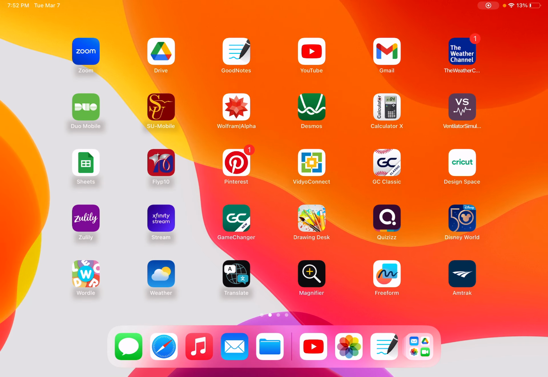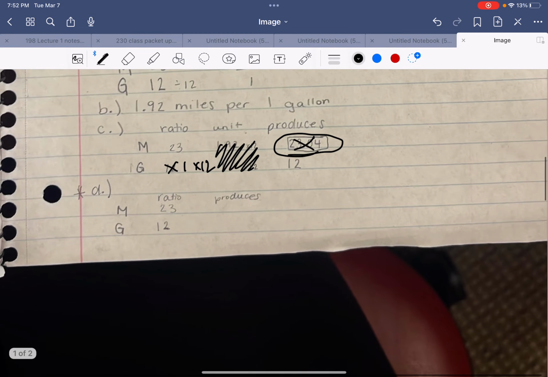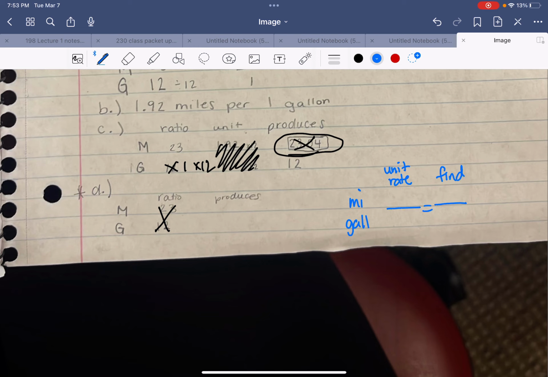Then in part D, it says set up a proportion and solve the problem. So if you're going to set up a proportion, what you're doing here is, and again, these two are in the wrong place. So you're going to set up your miles and your gallons. Try to use more than just one letter. And then there's the unit rate, which is what you have, and what you're trying to find. We'll just leave it at that for now. And then you have a proportion, which is your 2 equal fractions, and you're going to put in what you know. So you know that you go 23 miles in 1 gallon. How many miles would you go for 12 gallons? And you're going to cross multiply and solve that. Okay, so set up and solve your proportion.